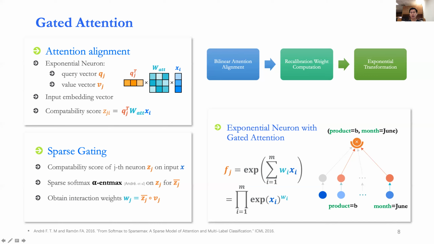And the final step, exponential neuron with gated attention. After the sparse gating, we dynamically obtain the interaction weights Wj, which are finally sent to the corresponding exponential neuron to assemble the cross feature. The right figure illustrates how an exponential neuron dynamically assembles a cross feature, where the product is B and the month is June for the interaction between product and month attributes. In this case, all other attributes are filtered dynamically.